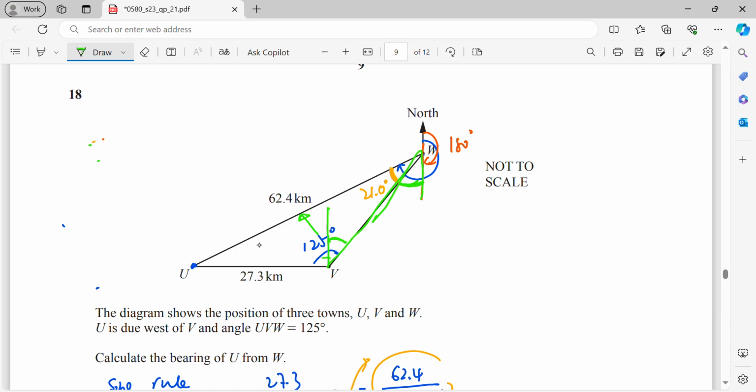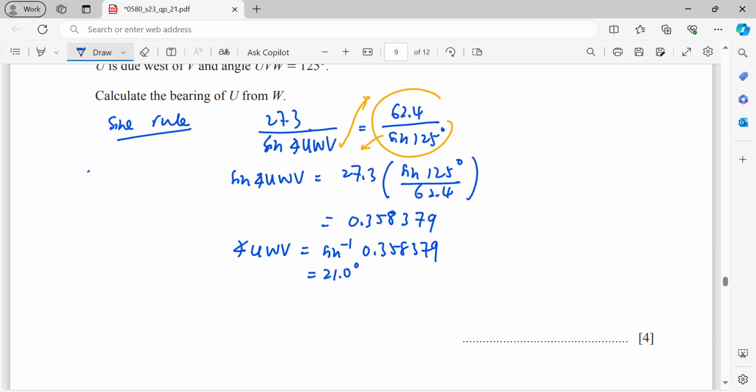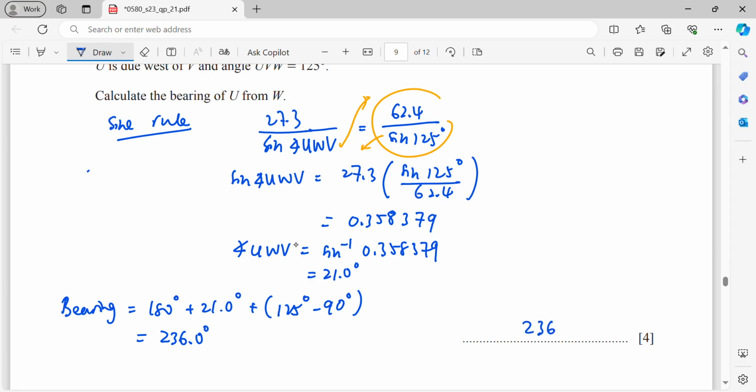We know that this is 90 degrees, so this alternate angle is actually 125 minus 90 degrees. Same goes to this, 125 minus 90 degrees. Now my bearing is the addition of these three values. So I will just continue with the addition. Bearing equals 180 degrees plus 21.0 plus 125 minus 90 degrees. Then that is going to be 236.0 degrees. So that is my bearing of U from W.